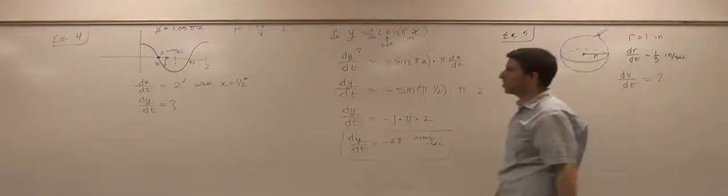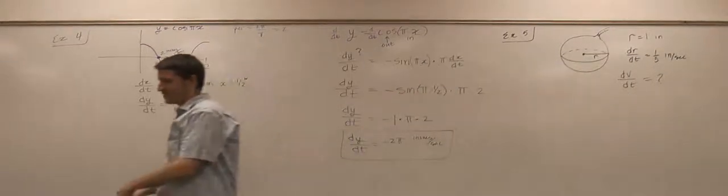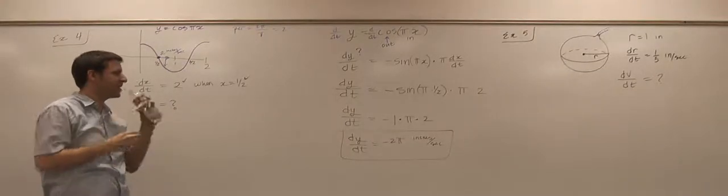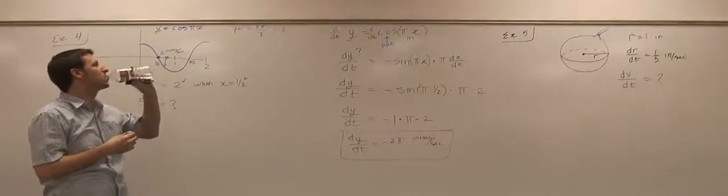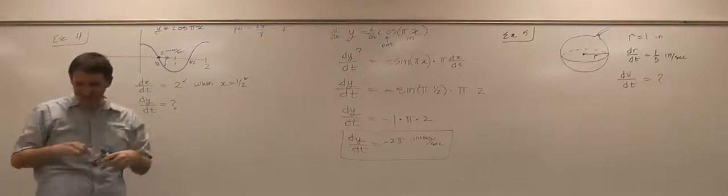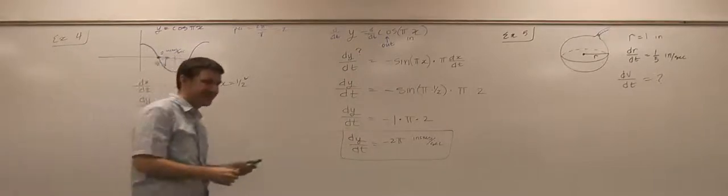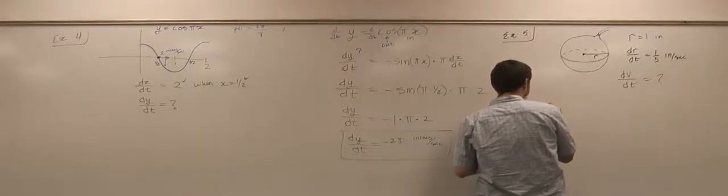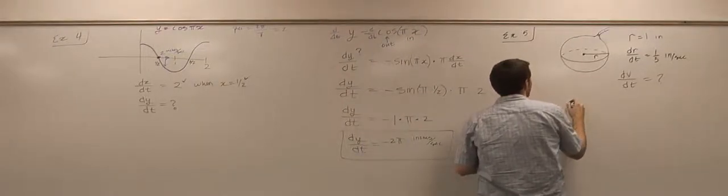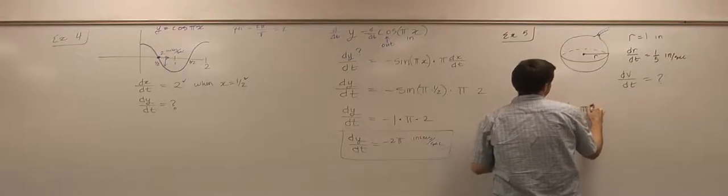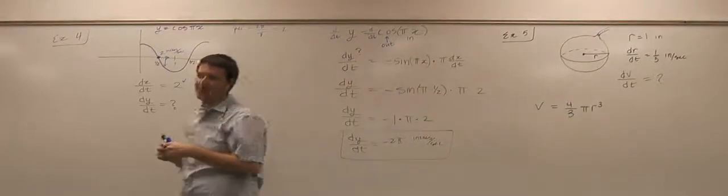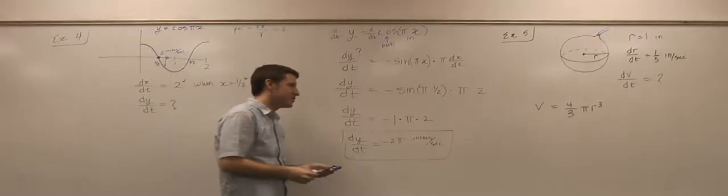Do not remember. I bet they have it somewhere in the front or back of the book. I can give it to you. R squared? R squared is area. Pi r cubed. So it's got a pi and an r cubed. 4/3. Yes, 4/3 pi r cubed. That is correct. That's the volume of a sphere.